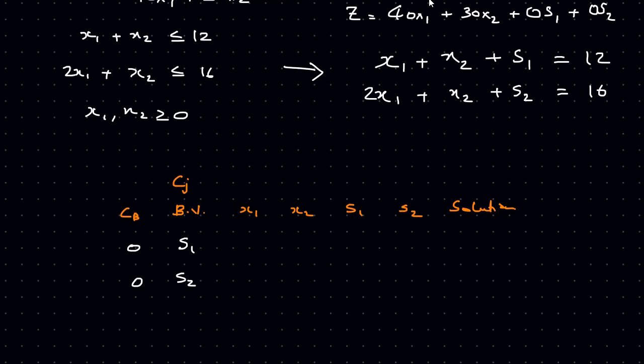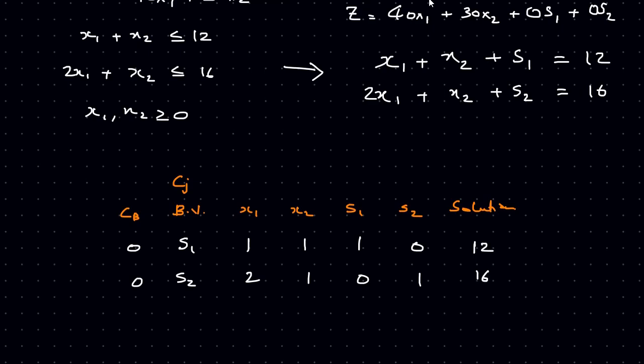When we look at the first equation, for x1 it's 1, x2 again 1, s1 1 and s2 0. So we write those values here. Considering the second equation, we have 2, 1, 0 and 1: for x1 it's 2, x2 it's 1, for s1 it's 0, and for s2 it's 1. The solution corresponds to the right hand side of the two equations, so we have 12 and 16.